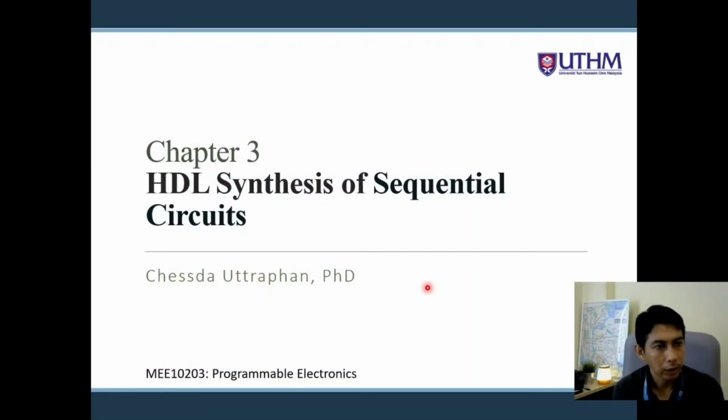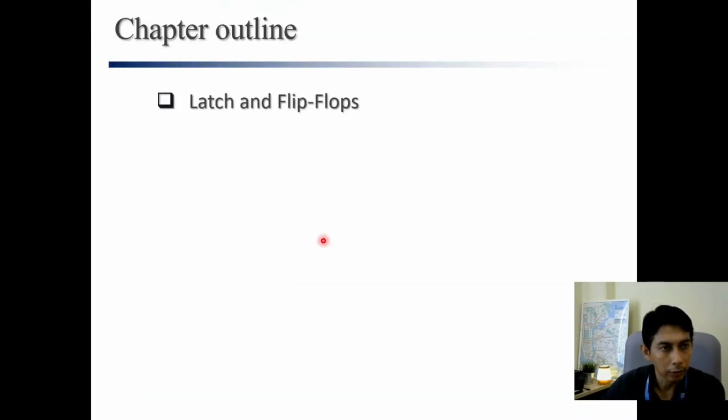Okay, so chapter 3 is the synthesis of sequential circuits. This is another kind of digital circuit which is also very important. In chapter 2 we learned how to design the combinational circuit, and both combinational and sequential circuits work together to become a complete digital system. All right. So let's see what we will learn.